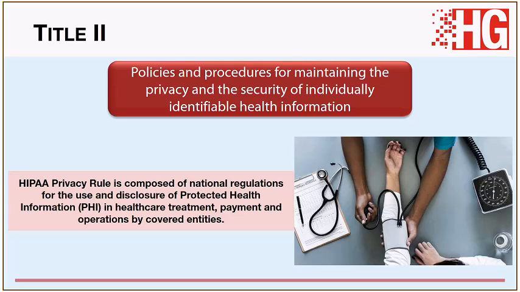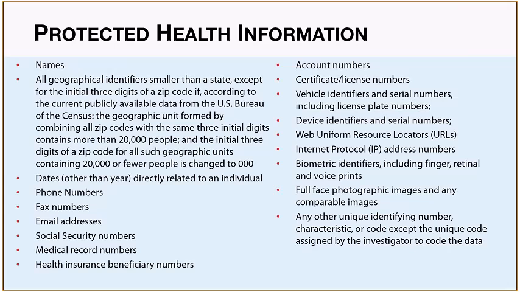Now, what in HIPAA is protected health information? It's quite a bit. It can be names, geographical identifiers, dates, phone numbers, fax numbers, email addresses, medical record numbers, driver's licenses, URLs, IP address numbers, any of this stuff. This is all considered protected health information.